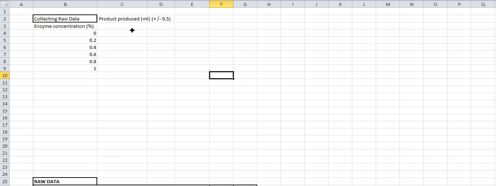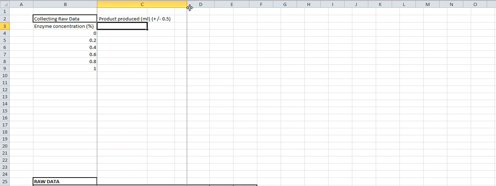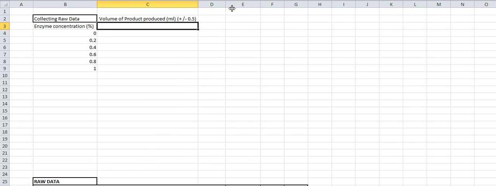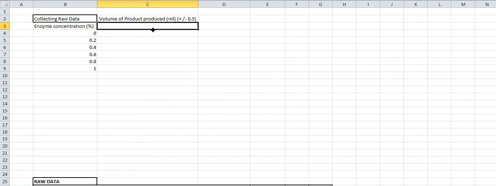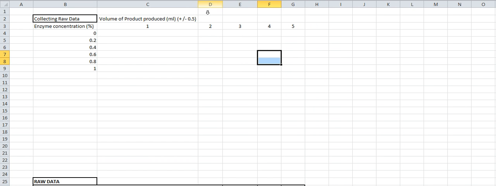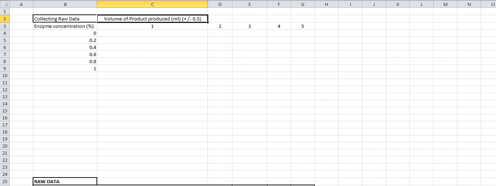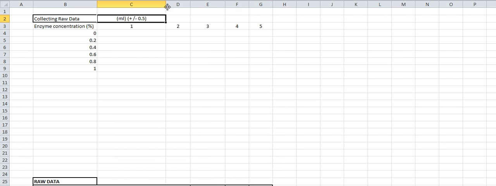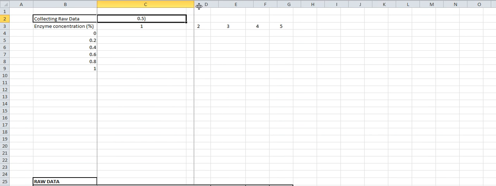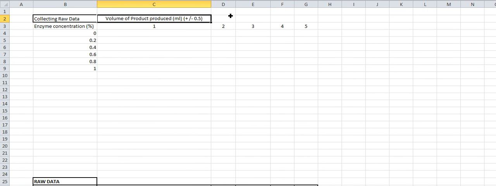Underneath we will put in the trials. So trial 1, trial 2, trial 3, trial 4, trial 5. Now it's important for every IB investigation that you do that you try to get data. Oh, what's going on here? Look, that is what we call 5 by 5.